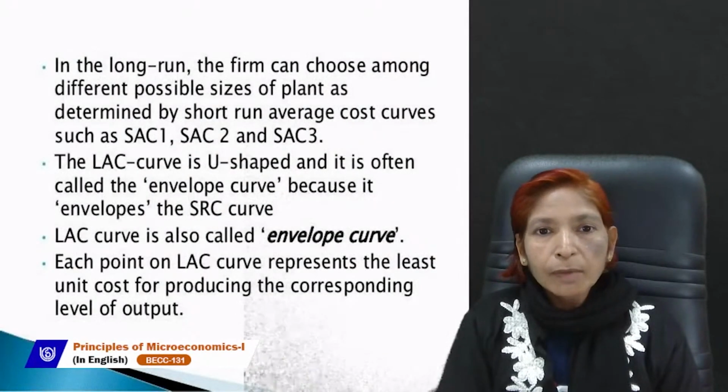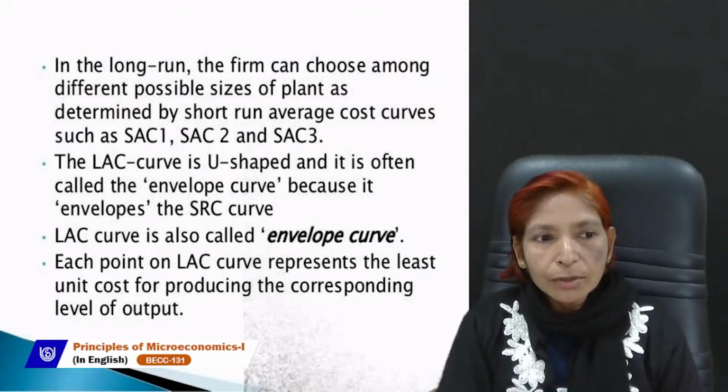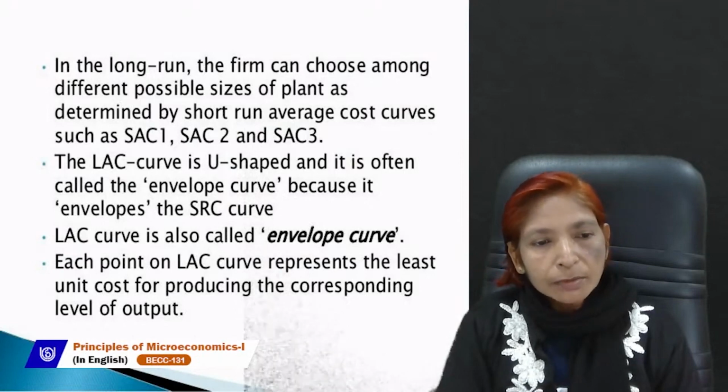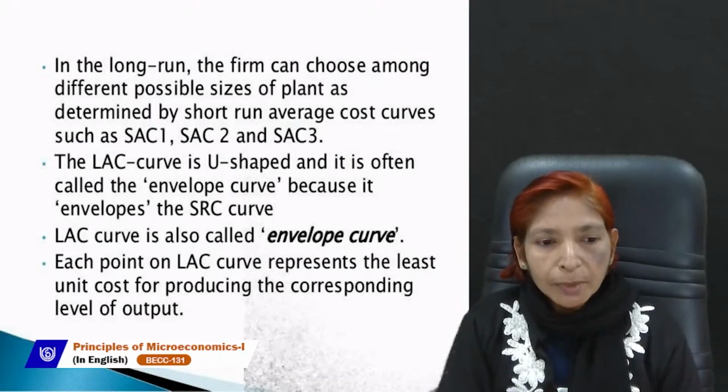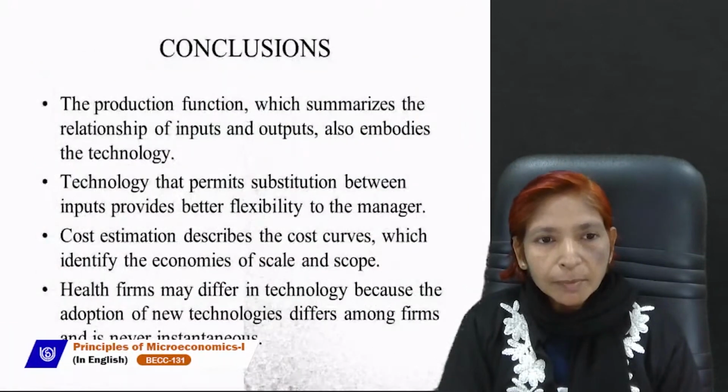In the long run, the firm can choose among different possible sizes of plant as determined by short run cost curves 1, 2, 3. The LAC curve is always U-shaped, and it is also known as the envelope curve because it covers all the short run cost curves. That's why it is called the envelope curve.